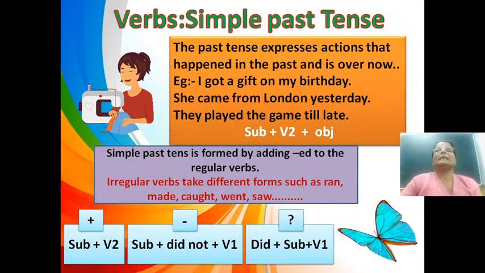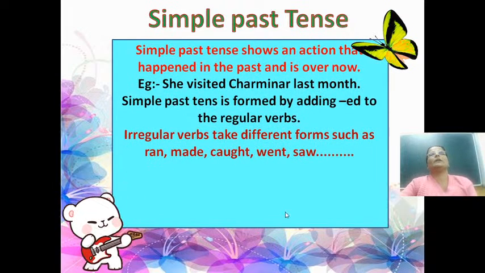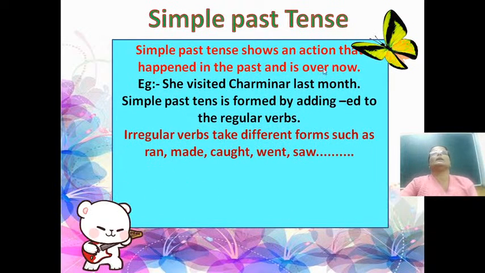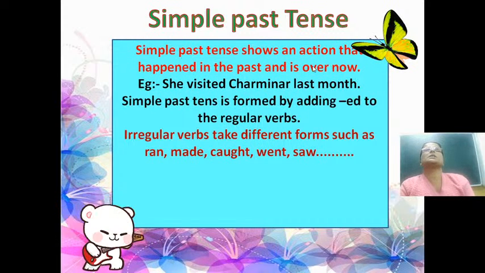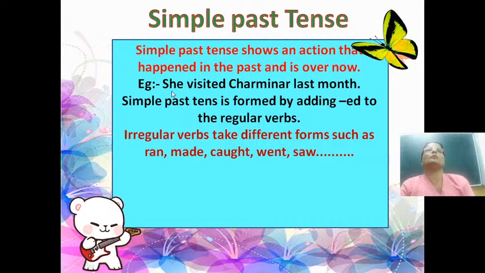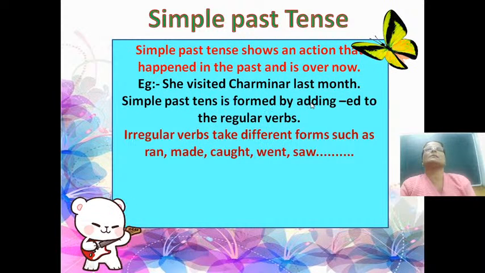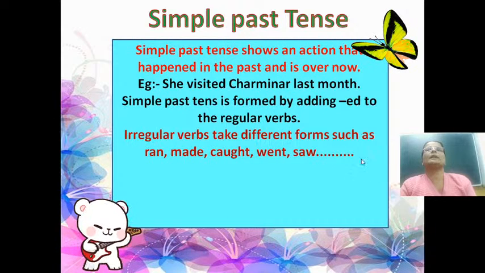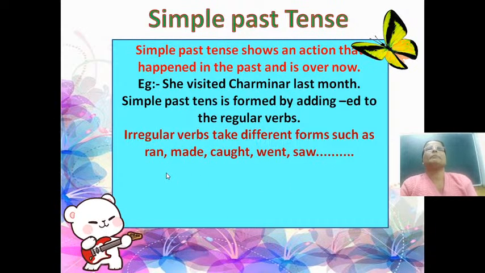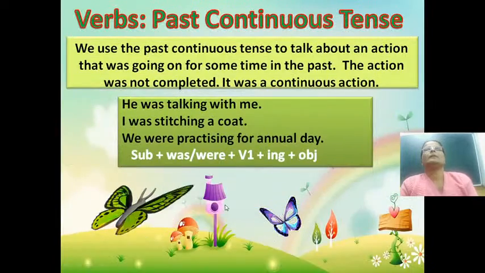Okay, now let's see what is waiting for us in the next slide. In the next slide, again simple past tense. We are going to learn about simple past tense only. And what is simple past tense telling us? Simple past tense shows an action that happened in the past and is over now. She visited Charminar last month. Simple past tense is formed by adding ed to regular verbs. Irregular verbs take forms such as ran, made, caught, went, saw, etc. And the same thing is repeatedly told.